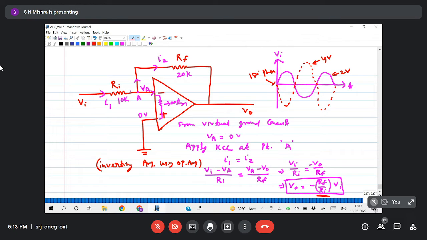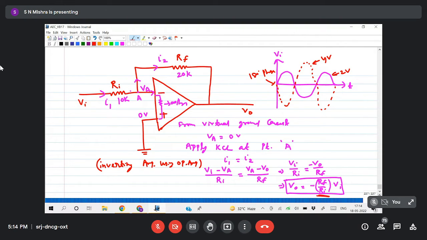Understood? So this concept will be repeated in all the circuits. What is the basic thing? What is virtual ground? If it is not grounded, then both the terminal voltages should be the same for the op-amp, and we have to apply KCL. If you know these two concepts, then you can easily understand all the circuits we will derive. Any doubt from this?